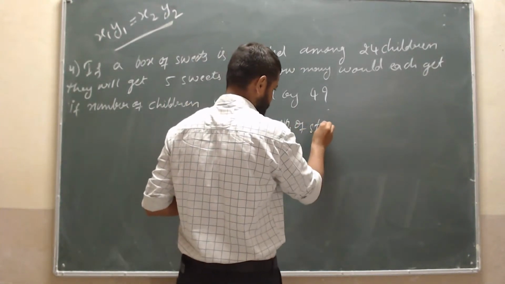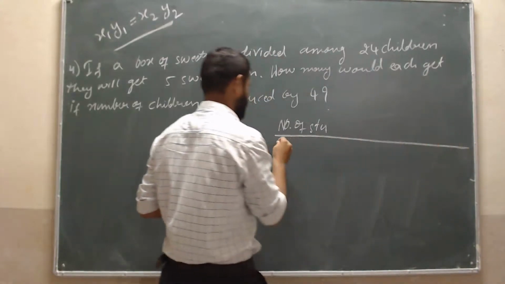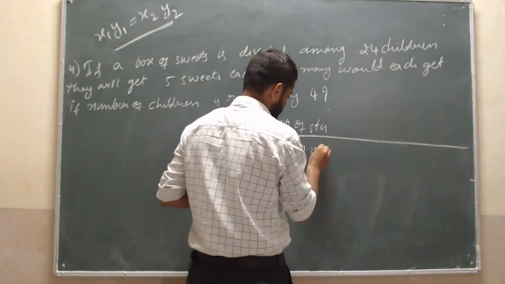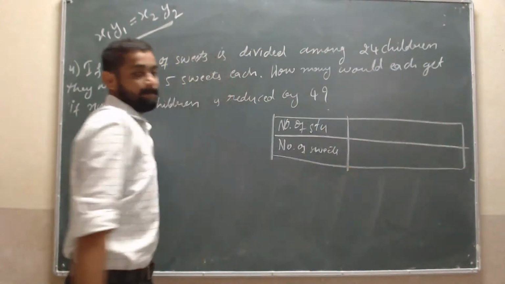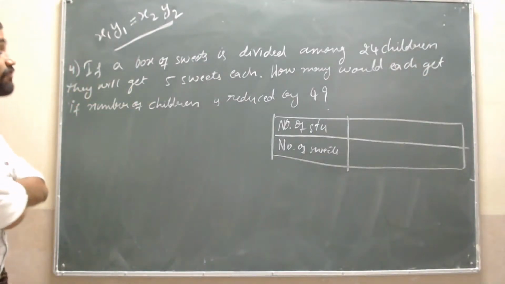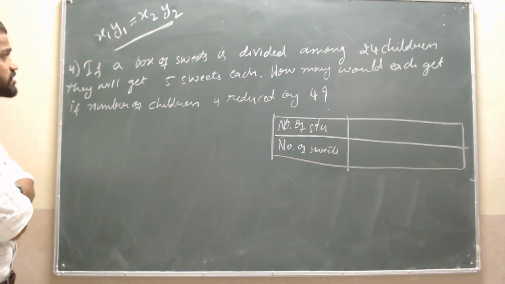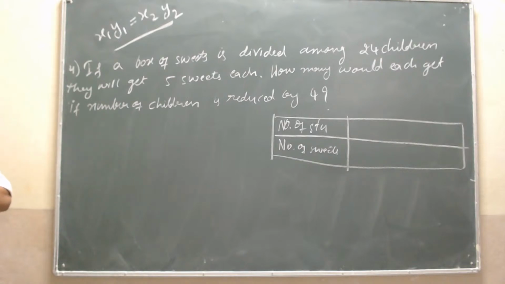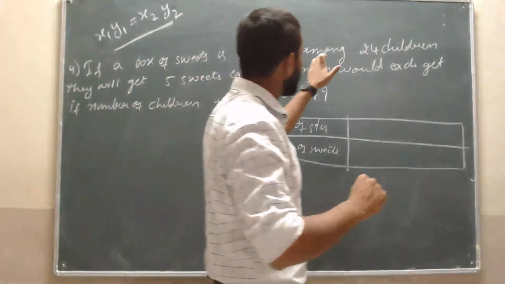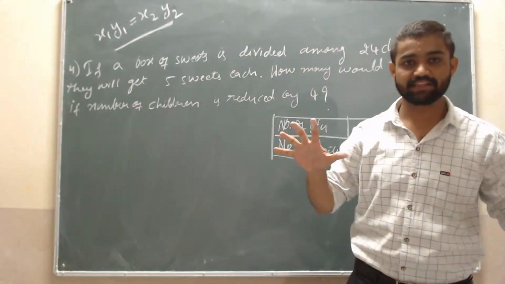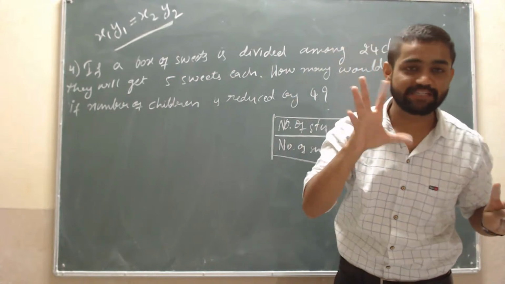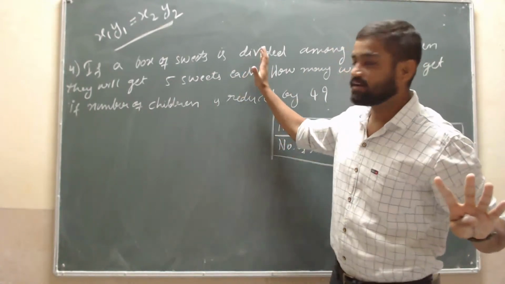Number of students as well as number of sweets. Concentrate, children, here. What he is asking and what he has given. See, if a box of sweets is divided among 24 children, they will get 5 sweets each. Sir, if there are 24 children, how many sweets does each get? 5 sweets each. That is the first part of the question.